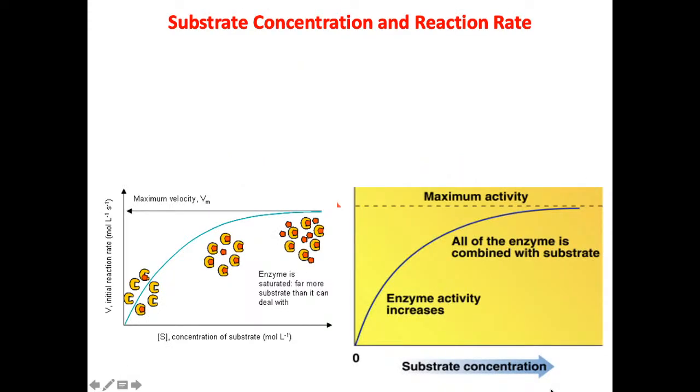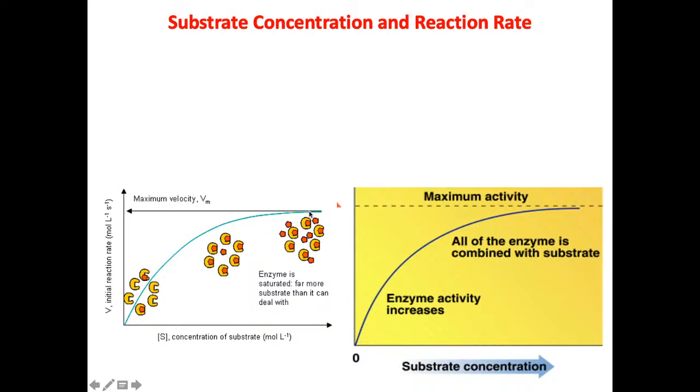So, substrate concentration and reaction rate, how are they interrelated with each other? Here we can see the reaction rate, V, on the y-axis, and on the x-axis the concentration of the substrate, S. Initially you will not have so much substrate concentration, but you have a lot of enzyme there. The enzyme concentration is always there. But in the middle, you will have all of your enzyme attached to your substrate. The reaction rate will be the highest here.